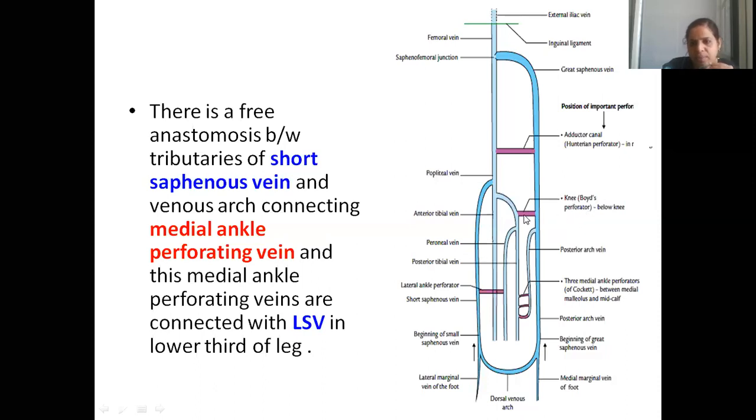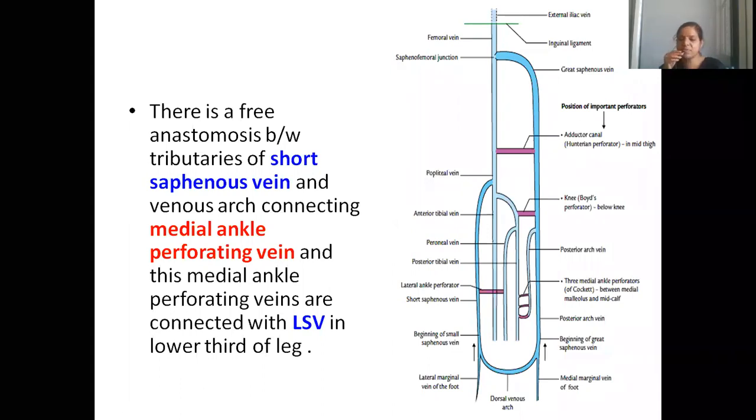Boyd's perforator. Okay, then at the level of adductor canal or Hunter's canal, at that point also we have a perforator connecting which vein to which vein? Tell me. Great saphenous vein with the popliteal vein or femoral. Actually, femoral vein, popliteal vein continues as femoral vein, isn't it? So almost at that junction point, connecting the great saphenous to the femoral, we have the Hunterian perforator in the mid thigh. Okay, beta? So these are all perforators, very, very important perforators.